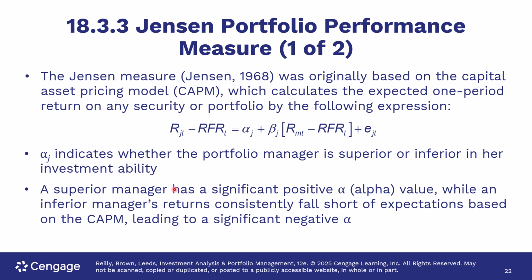So down here it says, alpha indicates whether the portfolio manager is superior or inferior. In my example, I said if that's positive and significant, they are an all-star. If that turns out to be negative and significant, it means that their portfolio that they're actively managed underperformed the market on a risk-adjusted basis. Right? Down here it tells you exactly that. Superior manager has significant positive alpha, while an inferior manager's returns consistently fall short of expectations based on the CAPM.